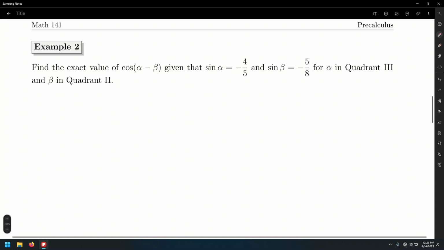All right? So now, just to give you the heads up of how you can see this worded differently, sometimes they can tell you that alpha is between, okay, quadrant 3 means going between pi and 3 pi over 2. And quadrant 2 means beta is between pi over 2 and pi. All right?